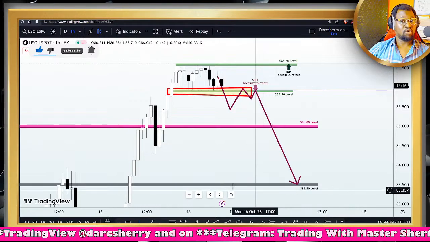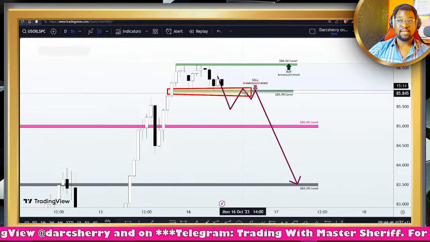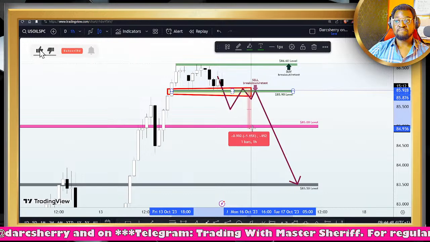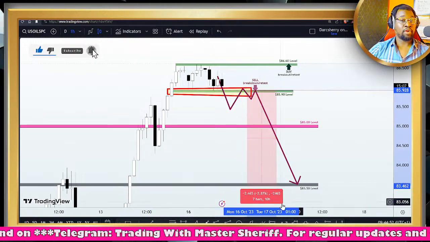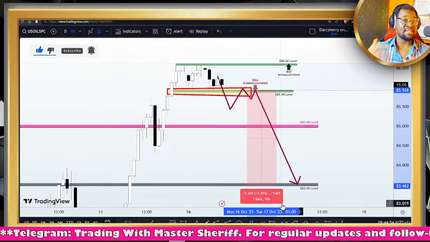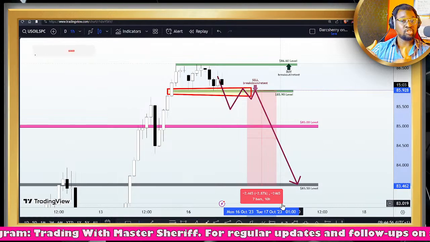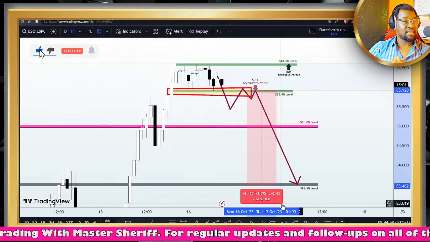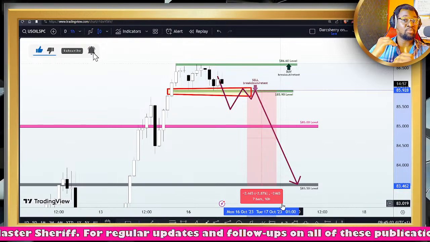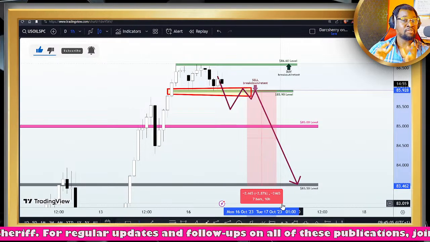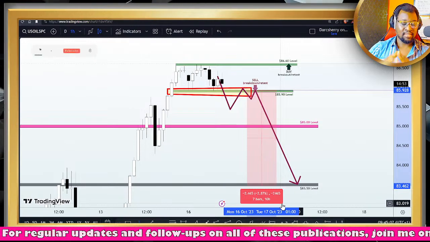Now, if the bearish momentum happens here, we are looking at a potential of a minimum of 100 pips to a maximum of 250 pips. That is, if price continues further into that $83.50 level we identified earlier. So that is how we are going to be capitalizing on any bearish momentum at this point in time.